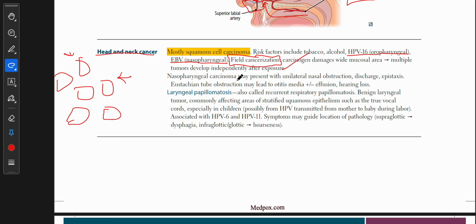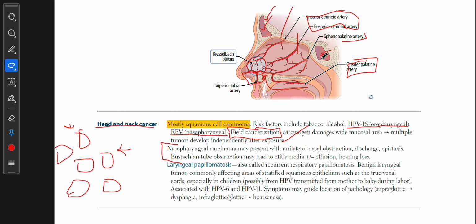And nasopharyngeal carcinoma may present with unilateral nasal obstruction, discharge, epistaxis. Then eustachian tube obstruction may lead to otitis media with or without effusion, then hearing loss. Since this is the nasopharynx, the uppermost part of the pharynx is the nasopharynx, then the oropharynx, then the laryngopharynx, right?